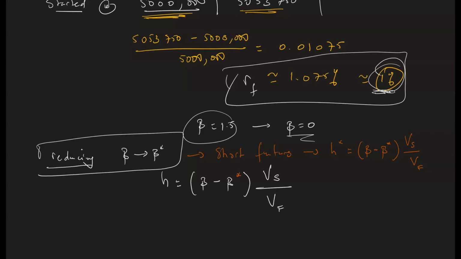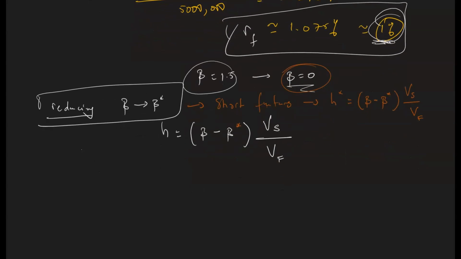Now, if we apply this here, we wanted essentially a beta of 0. We wanted to completely get rid of the beta. So the hedge ratio would be equal to the beta of 1.5 multiplied by 1.5 minus our wanted beta, which is 0, minus 0. And then we're going to multiply that by the value of our portfolio divided by the value of our forward. That's essentially what we would be doing. And if we wanted a beta of say 0.5, we would put 0.5 here, and so on and so forth.